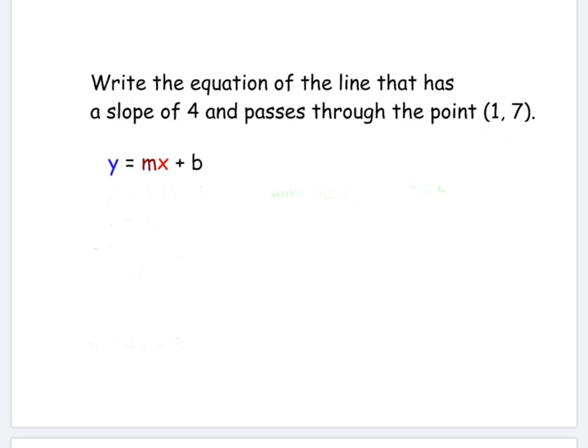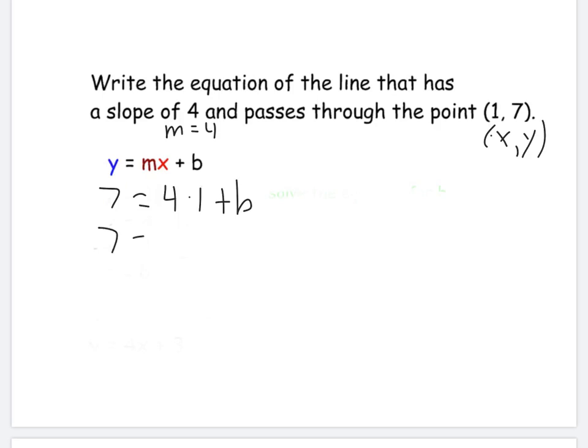Then you could also be asked to write the equation of a line with a given slope, but then only a point that it passes through. So this time you don't necessarily know the y-intercept, but you can find it. So we know that m is equal to 4 because the slope is 4, and then we know a point. So we know the points are written where the first number is the x and the second number is the y. So if I substitute those values into my equation, the y is 7, the m is 4, the x is 1, and then I don't know what b is. I can use this now to solve for b.